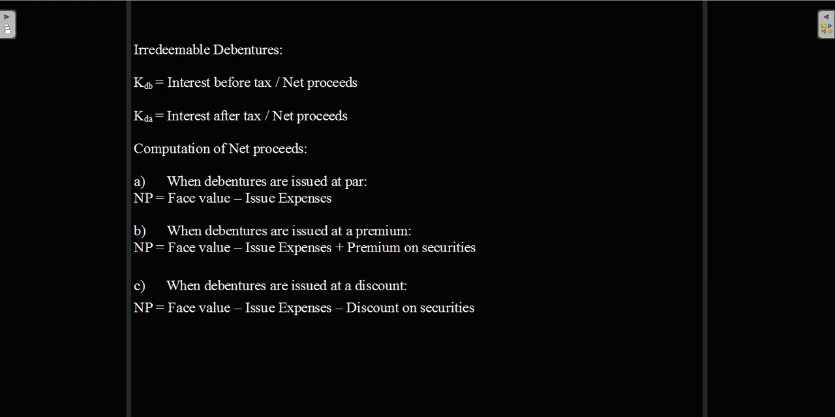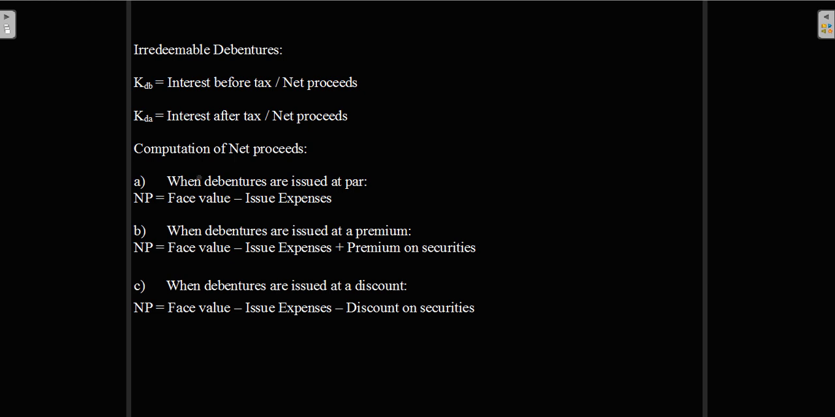To find the cost of irredeemable debt, we are going to use two formulas. The first one is cost of debt before tax, and the other formula is cost of debt after tax. To find the cost of debt before tax, we use interest before tax divided by net proceeds. To find cost of debt after tax, we use interest after tax divided by net proceeds.